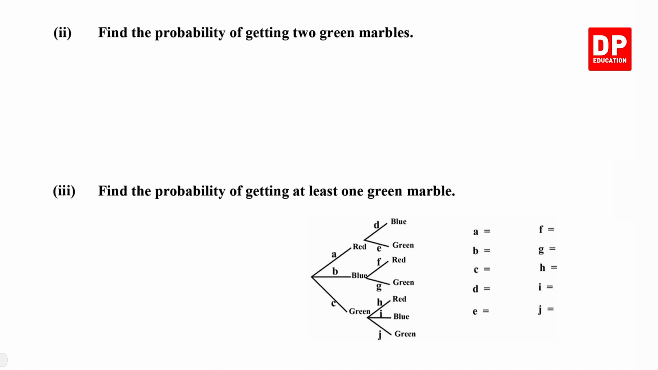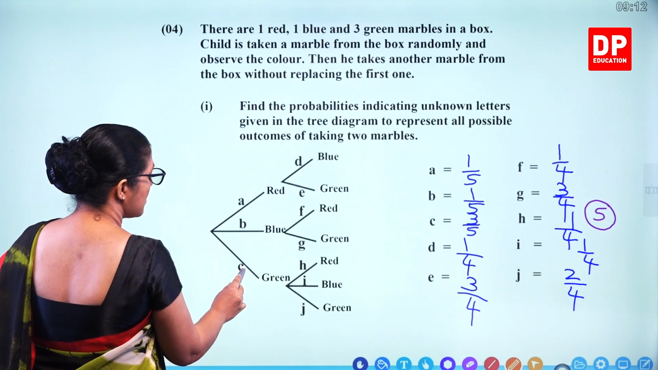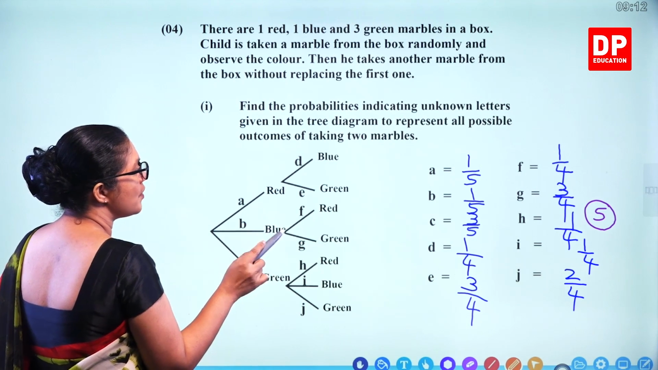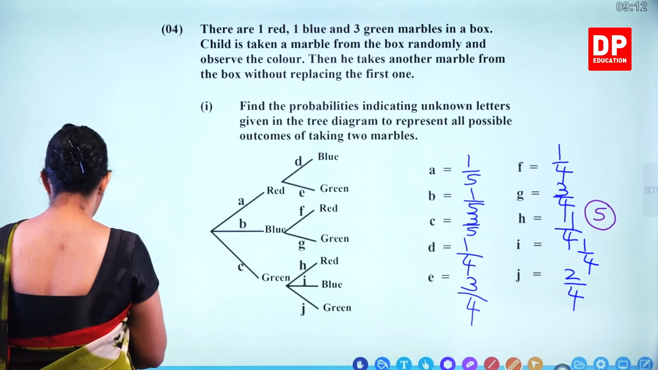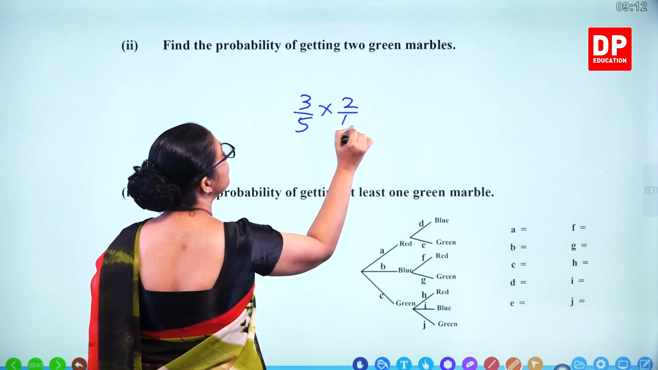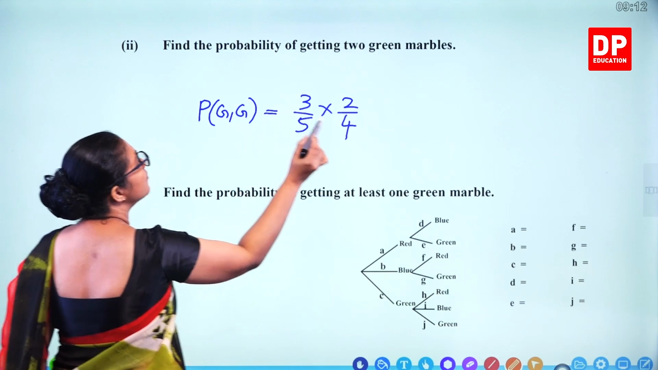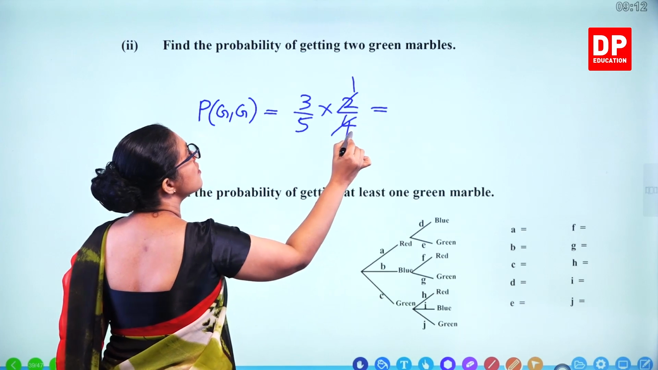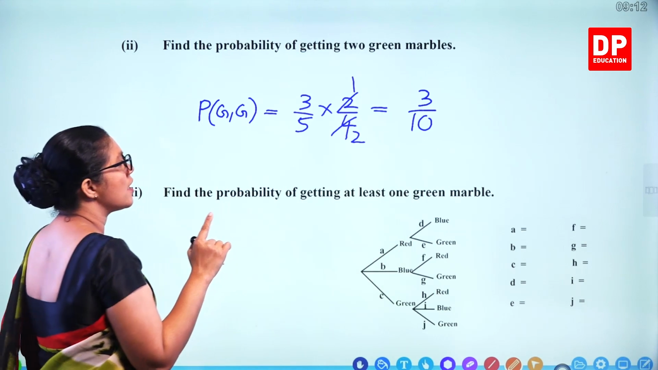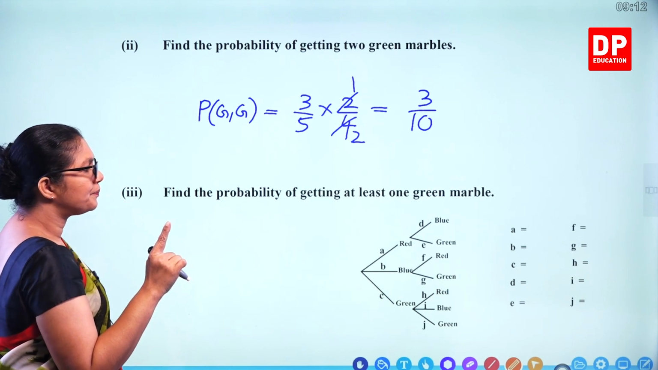Find the probability of getting 2 green marbles. So, green marbles, green and green, C, J. C is 3/5, 2/4. 3/5 and 2/4. Probability of both green. You get here 2 times 2, 3 over 10. 5 times 2, 10. Find the probability of getting at least 1 green marble.